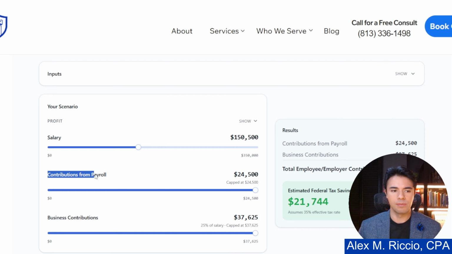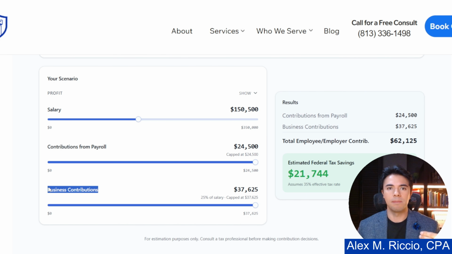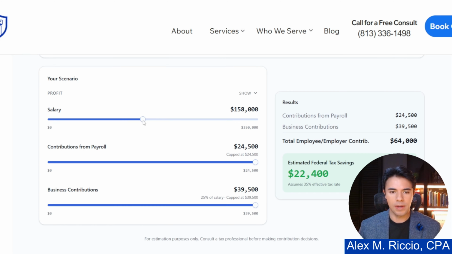So you've got your contributions from payroll. This is the amount that you're going to be contributing from your W2 salary throughout the year. And then on the flip side, from a business side, you have the business contributions. This is what the business actually contributes. This can be one time in bulk before year end, so it has a little bit more flexibility. But these are essentially the two elements you need to be thinking about: your contributions from payroll to the 401k and the contributions from the business itself. You can see as I adjust this salary, that's going to change. This is already set by default to maximize your amount.